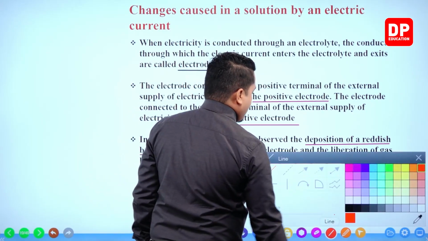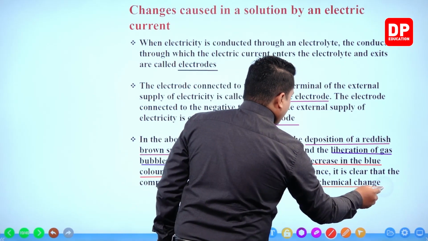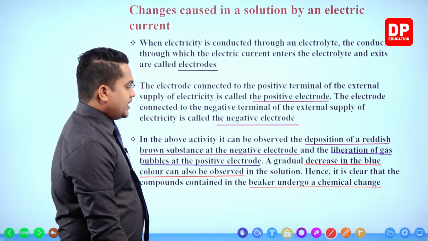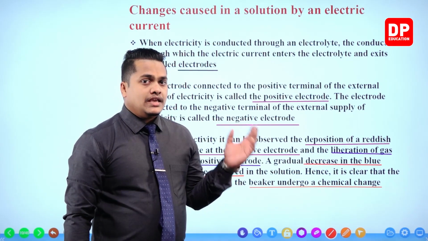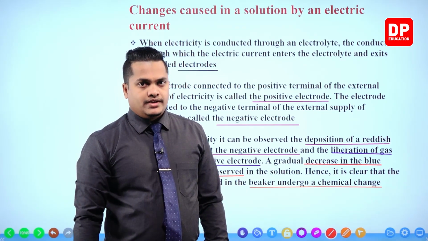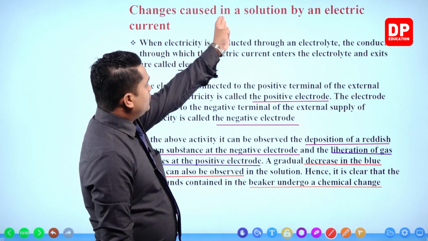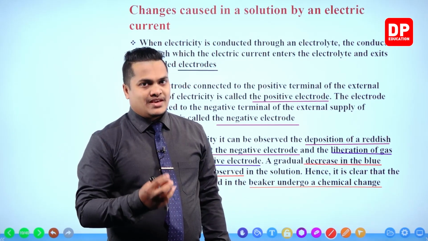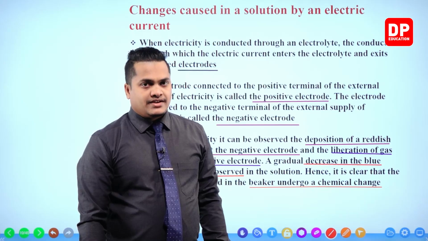A chemical reaction. So it is obvious to us that within the beaker the substances undergo a chemical reaction. Within the beaker the substances, or the electrolyte, is undergoing a chemical reaction upon providing electricity. So the first and foremost change caused in a solution by an electric current is resulting in a chemical reaction. However, it should be an electrolyte so that it could pass electricity from one place to another.